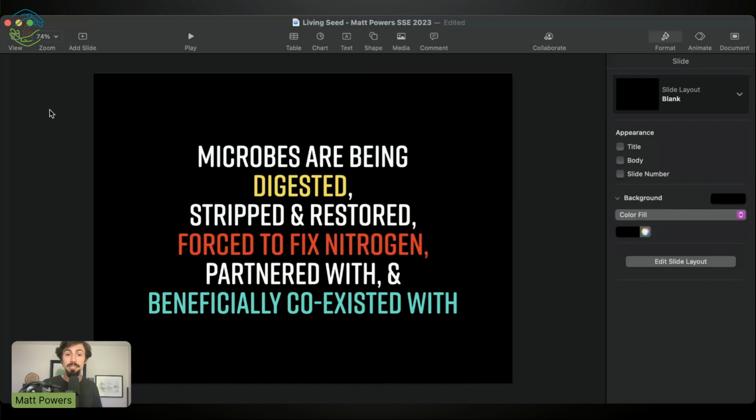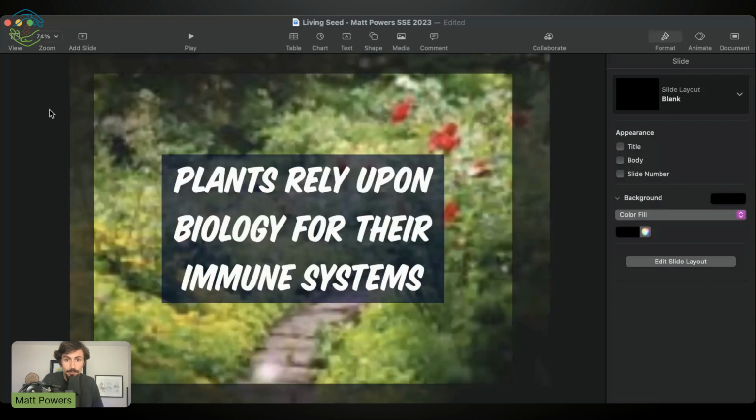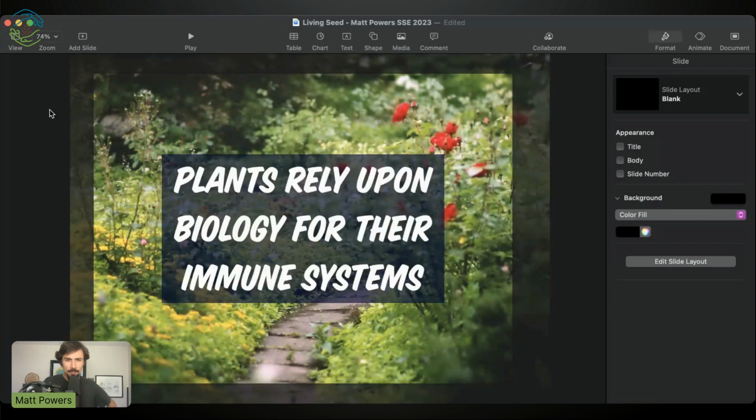There are things existing in the soil that are doing their work, releasing, whether it's microbial secretions or a byproduct of them doing their work, and then them being consumed by other members of the soil food web. The benefit of coexistence in a diverse environment is always hand over fist greater when there's coexistence. Plants rely upon biology for their immune systems.